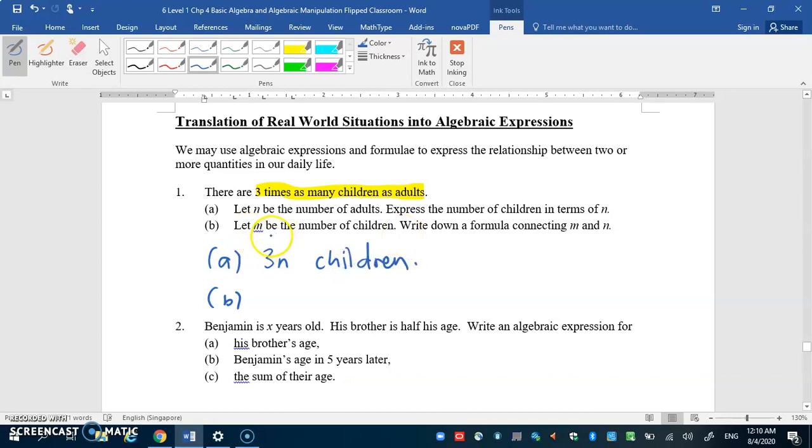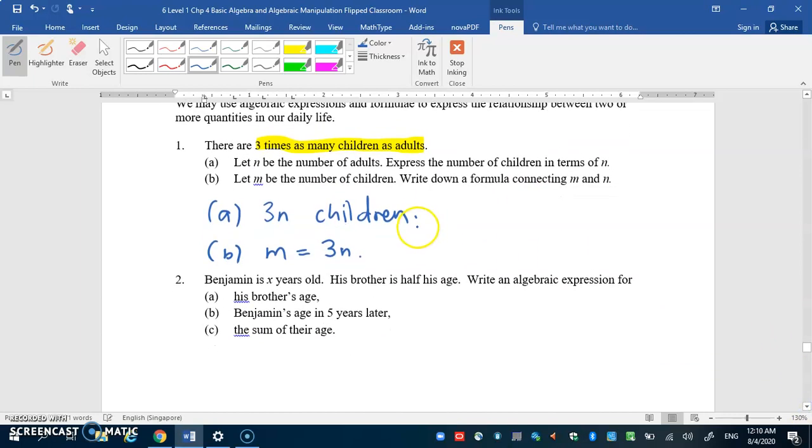And for part B, they say let m be the number of children. Write down a formula connecting m and n. So basically m is equal to 3n, and that is the formula that we can form because m is the number of children, right? And part A already shows us that 3n is the number of children. So the answer is m equals 3n. Okay, if this is your final answer, remember to put a hashtag or a double stroke, whichever you like.